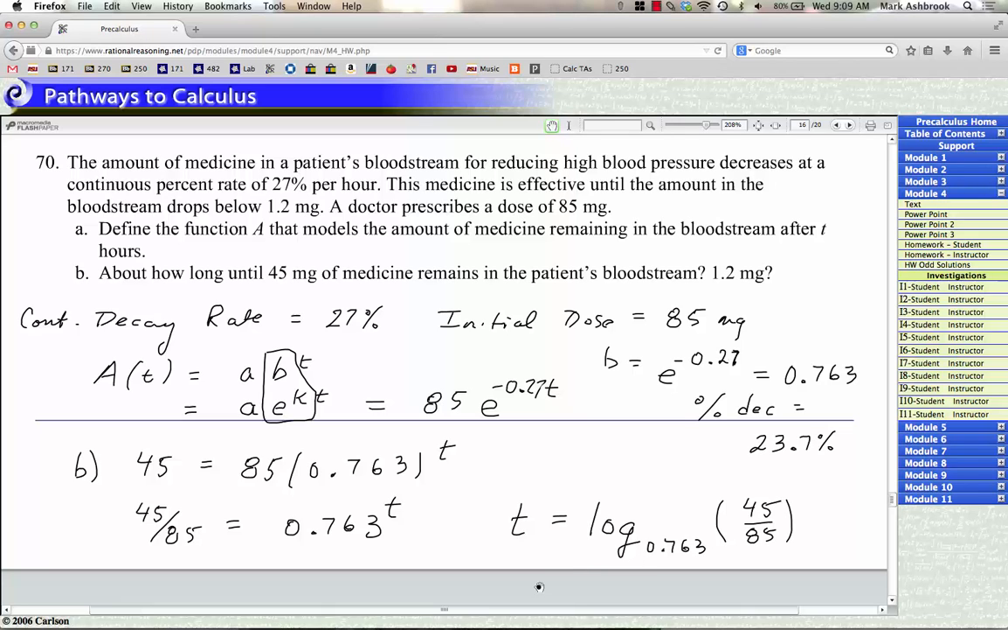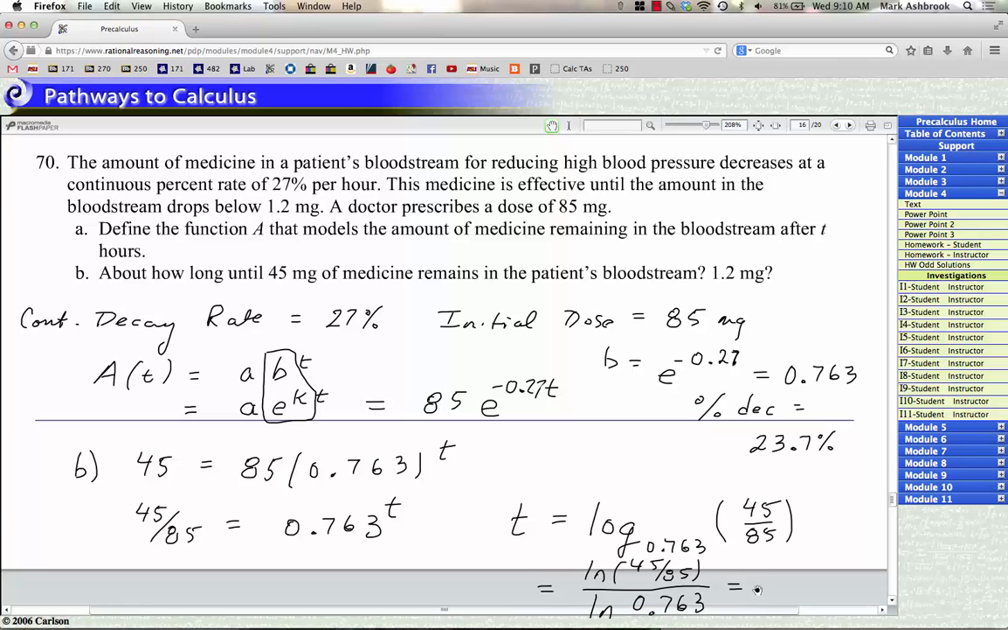So for a calculator, you've got to pick one of those. So we'll do natural log. Natural log of this, 45 over 85. This is our change of base formula. Remember I showed you that? ln of 0.763. You can change the base to anything you want as long as it's the same in the numerator and the denominator.